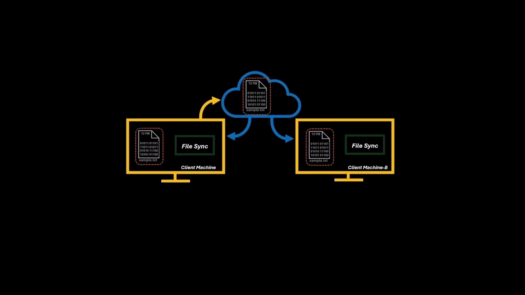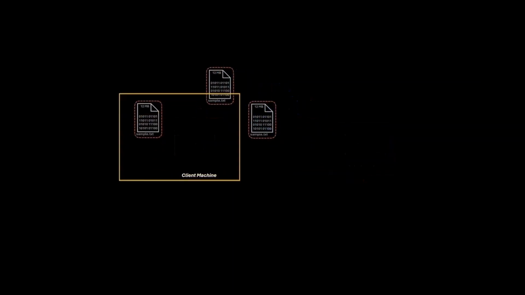Whenever client machine B makes any modification to the files in that folder, that also syncs back to the cloud. And once that syncing is done to the cloud, that also syncs back to the client machine. So it happens vice versa. Any modification to that folder done by the client machine is also replicated to client machine B, and whenever a modification is done on client machine B, that is also replicated back to the client machine.